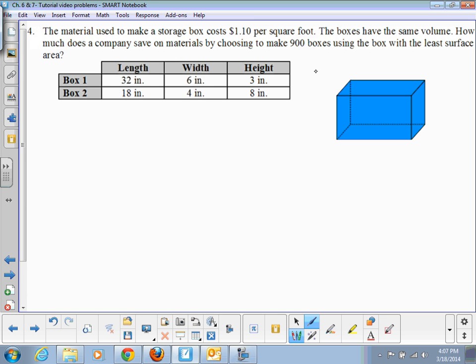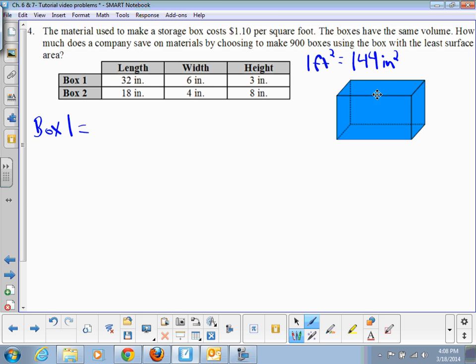Remember, 1 square foot is not 12 inches. It's 144 square inches. So a lot of you, when you were converting the inches to feet, were dividing by 12. But this is square inches to square feet, which means you've got to use the number 144. So that being said, box number 1, you need the surface area.